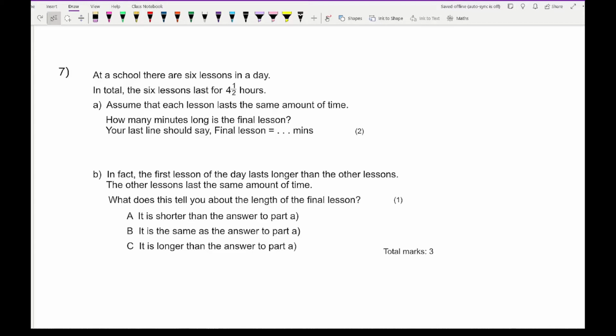Looking at this, what we want to do is convert 4.5 hours into minutes, and that's going to be 4 hours and 30 minutes, and 4 hours is going to be 60 times 4 plus 30, which gives me 270. Now I want to divide that by 6. So 270 divided by 6, I get an answer of 45 minutes.